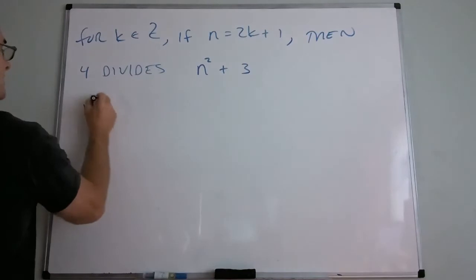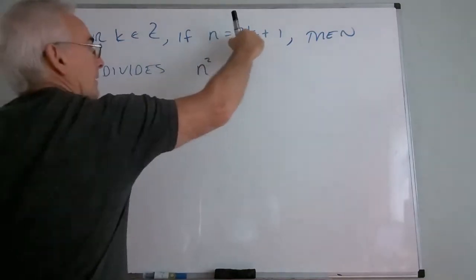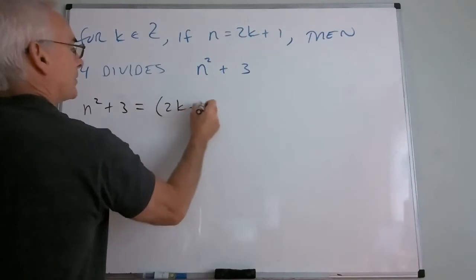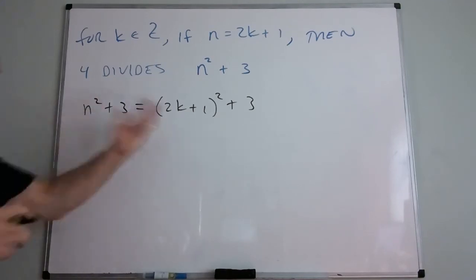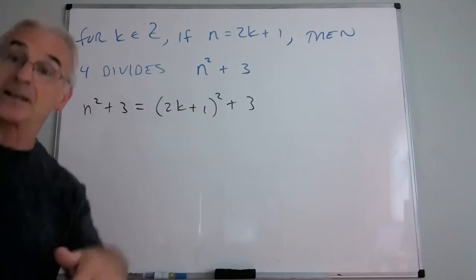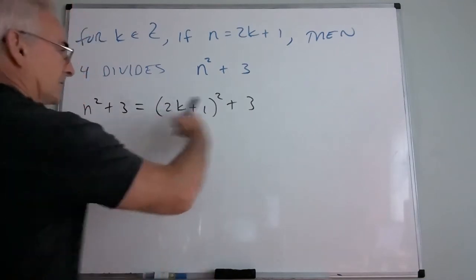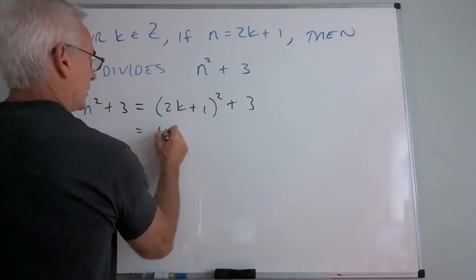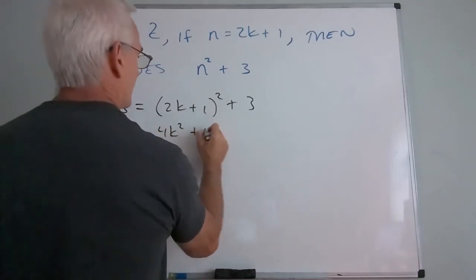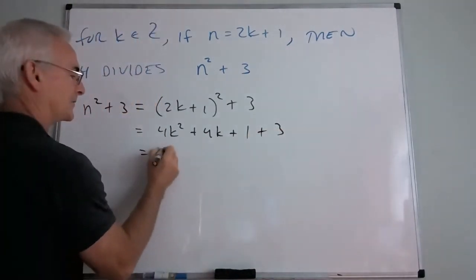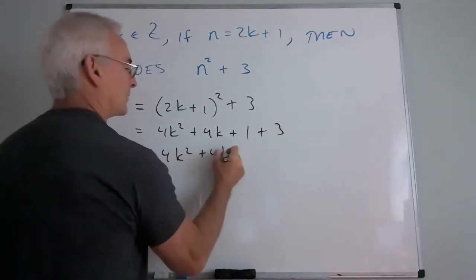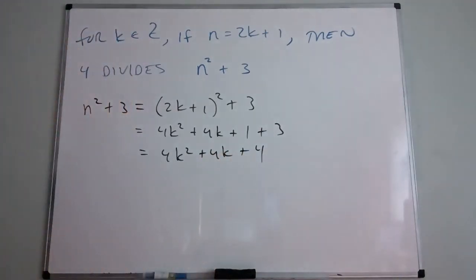So therefore, what is n squared plus 3 equal to? It's equal to 2k plus 1 squared plus 3. Okay. And what I want to get eventually is something where this looks like 4 times an integer, that then I can say that 4 divides. Well, just a little bit of algebra going on here. That would be 4k squared plus 4k plus 1 plus 3. That's 4k squared plus 4k plus 4. Oh, I like the way that looks. Any ideas now, folks?